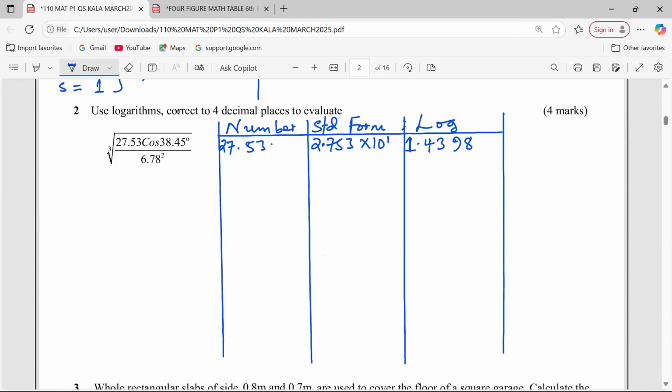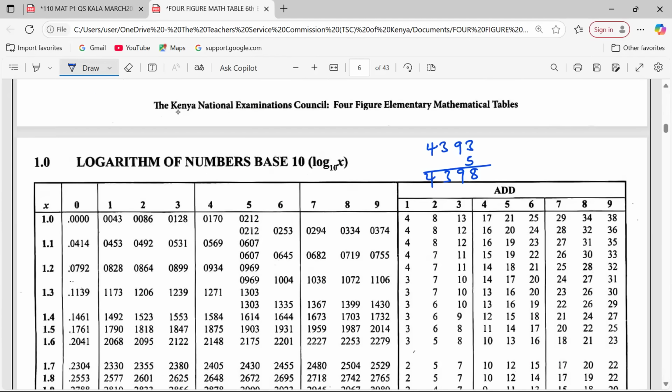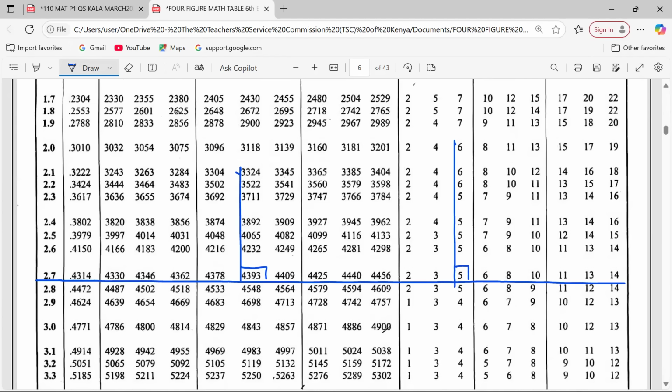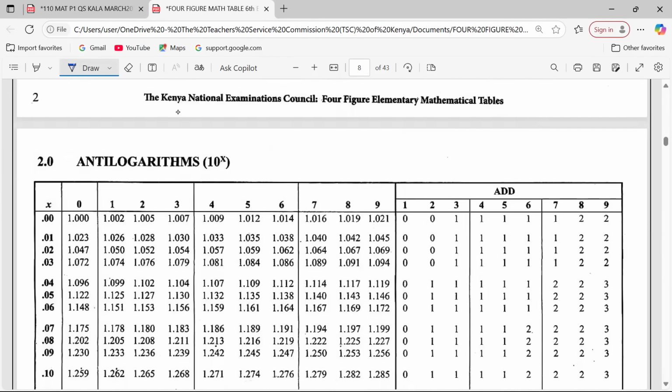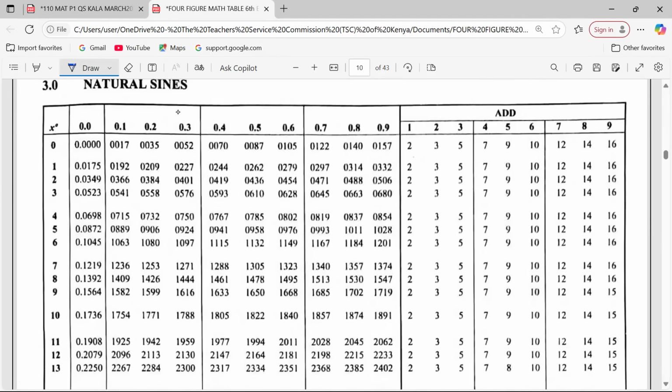Which is the second number? The second number is the cosine of 38.45. And at this point, I want you to be very careful with whatever we are doing. We shall skip directly to the logarithms, reason being, we have tables for logarithms of trigonometric ratios. So we go to the logarithm of cosines. Those were logarithms of natural numbers, so we have to go to logarithms of cosines.